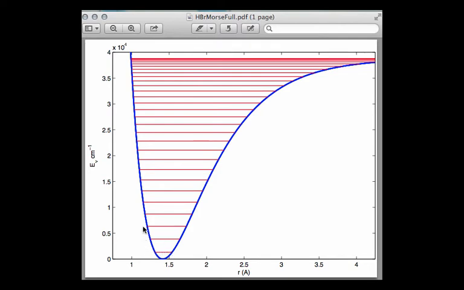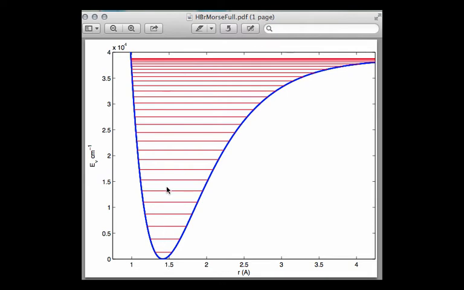There's V equals 1, 2, 3, 4, 5, 6, 7, 8, 9, 10, 11, 12, 13, 14, 15, 16, 17, 18, 19, 20, 21, 22, 23, 24, 25, 26, 27. There might be a 28, it's hard to tell. You see, they get really close together at the top. There's actually a finite number of them.